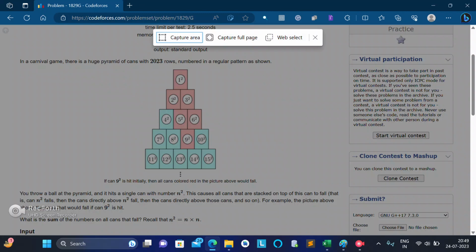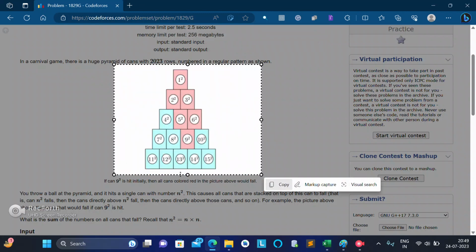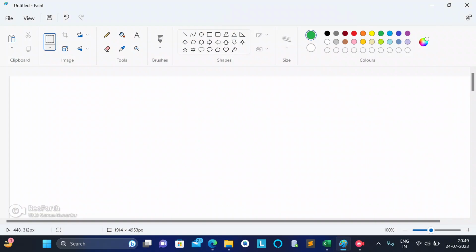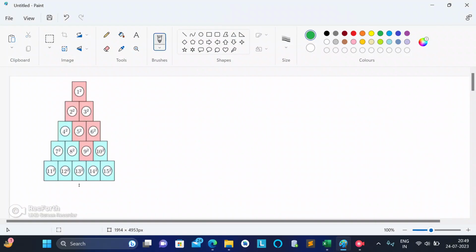Apart from this, we are also given a ball. Let's understand it here. Suppose with the ball we hit the can with 9 squared written inside it. Then the cans which are directly related to it and above it will be disturbed. Here we can see the cans which are directly related to it are 5 and 6. How are they directly related?